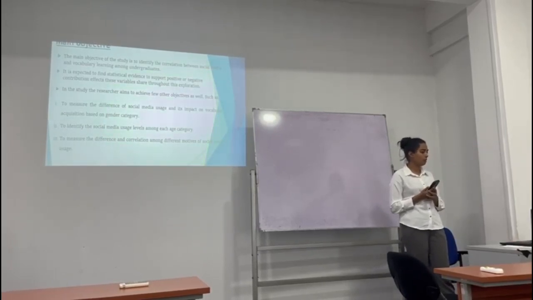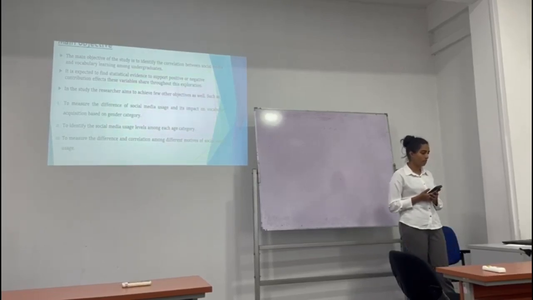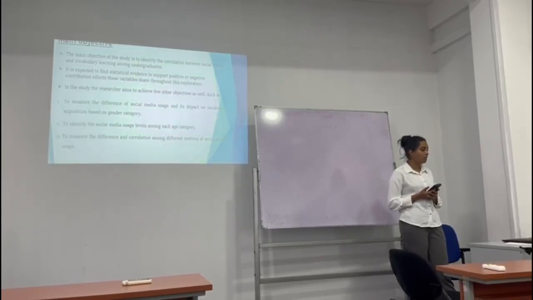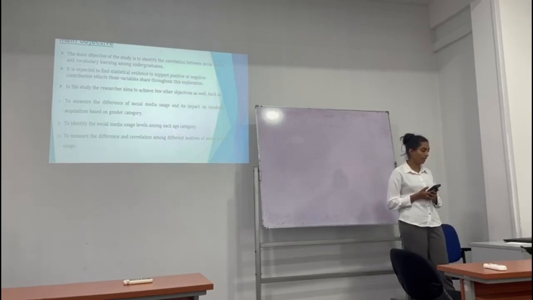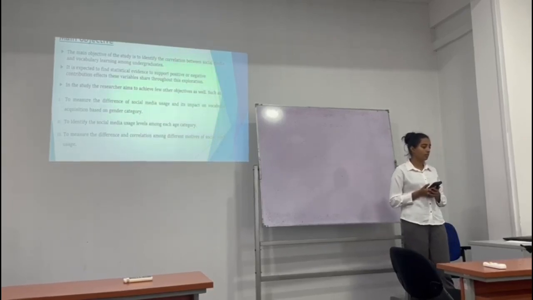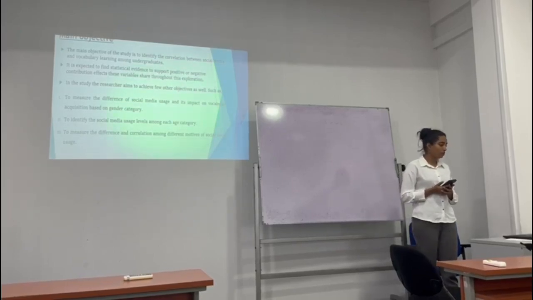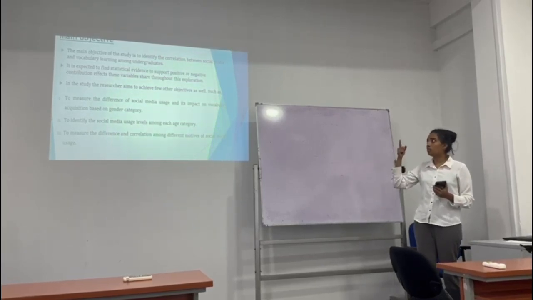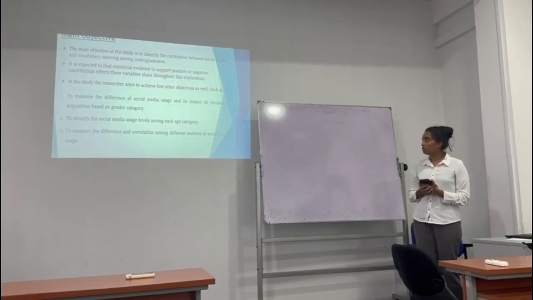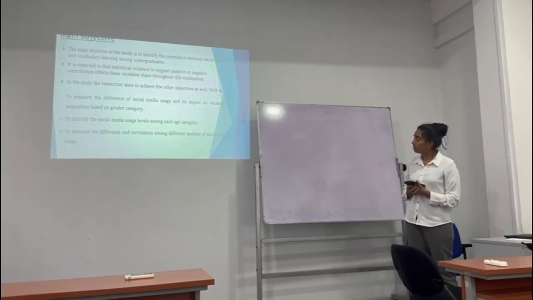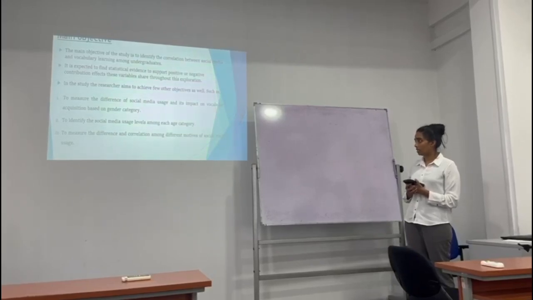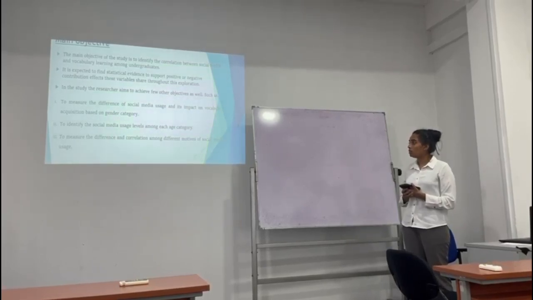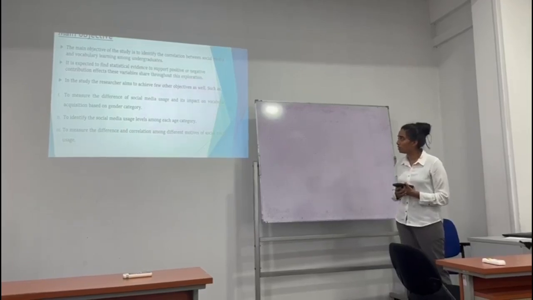So the main objective of my study is to identify the correlation between social media and vocabulary learning, and it is expected to find statistical evidence to support positive or negative contribution effects these variables share throughout this exploration. So here I have mentioned three more specific objectives in order to achieve the main objective. They are to measure the difference of social media usage and its impact on vocabulary acquisition based on gender category, to identify the social media usage levels among each age category, to measure the difference and correlation among different motives of social media usage.